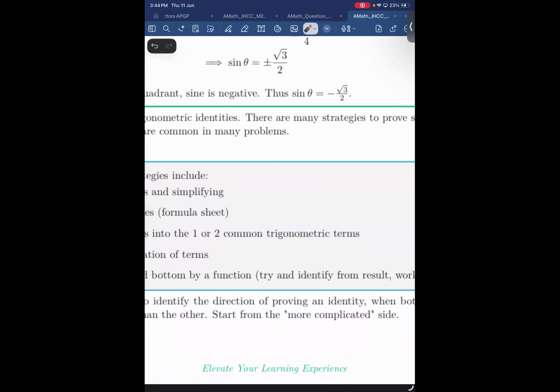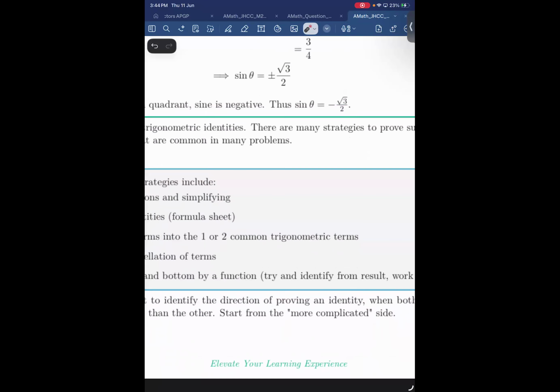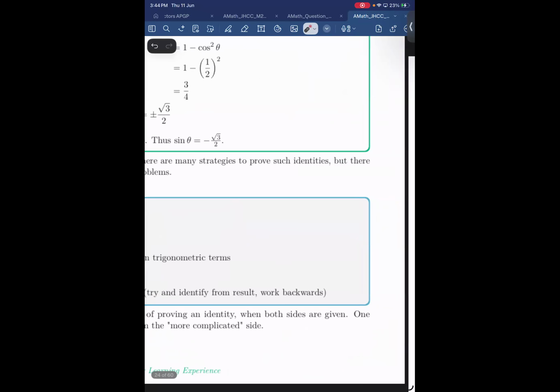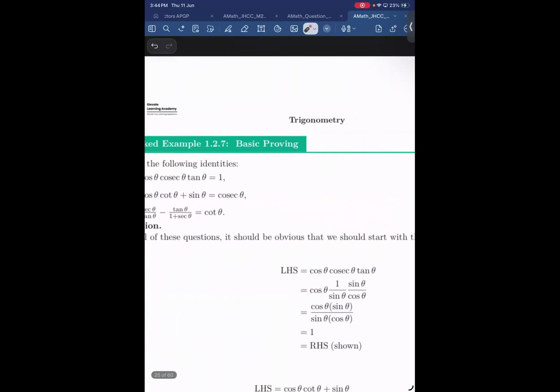Also, for trig identities, there's a left side and a right side. Usually left to right is easier, but sometimes, in the rare case, you go from right to left. Both are doable. One side usually is harder than the other. So let's see some examples here.